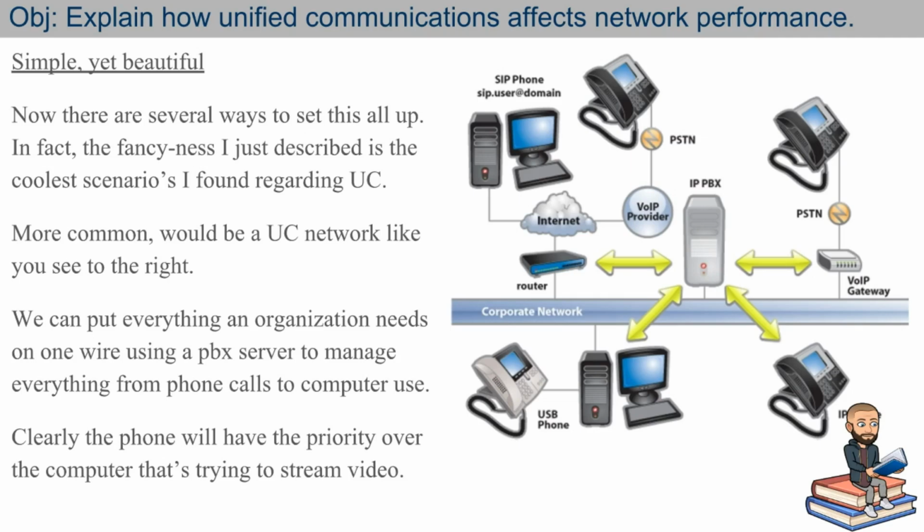Now there are several ways to set this all up. In fact, the fanciness I just described is probably the coolest scenario I've found regarding UC. So that's the apex of its potential. But there are some more common examples you'll find in a UC network. This image to the right is probably showing you that. We can put everything an organization needs on one wire, using a PBX server to manage everything from phone calls to computer use. And clearly the phone will have priority over the computer's attempt to maybe stream a video or send an email or do FTP, that is, a file transfer. People who want to use the phone need that priority.